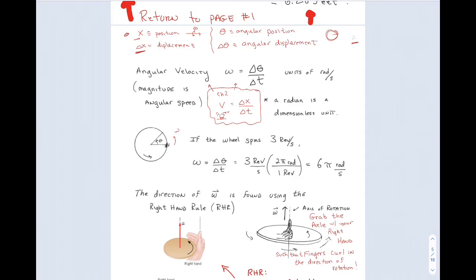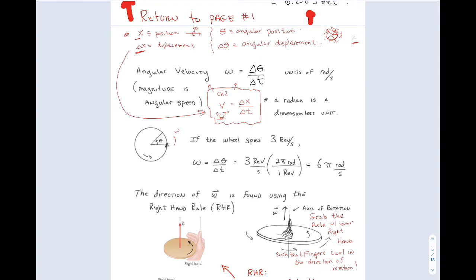Now we have something that goes around a circle. It could be a bicycle wheel, could be a person walking around a circular lake. At any orientation around, we would say they have an angular position: 30 degrees, 90 degrees. We have to do it in radians, but that's their angular position. And as that changes, they have an angular displacement.